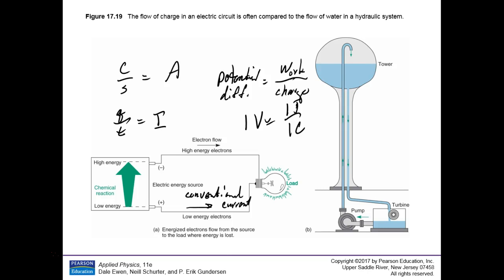Now, remember that poor conductor they were talking about, where there's a lot of interference to keep the charges from moving? That's usually in your load, okay? And the thing that's in there, now, we have several different light bulbs these days.